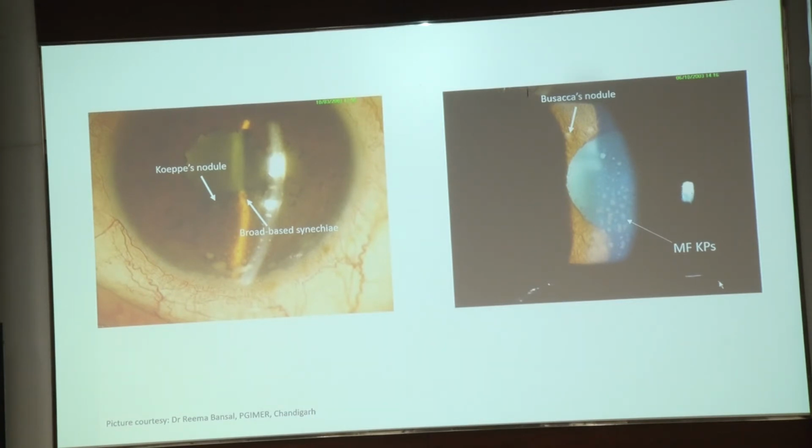This was a paper from PGI in early 2003, which says that if there are more of these broad-based posterior synechiae, we should consider this a phenotypic sign, and we should consider that this may be a tubercular kind of uveitis. In the second patient, we can see Busacca nodules, and also nodules on the iris surface, and there are multifocal mutton fat KPs, which again point towards a diagnosis of tuberculosis.